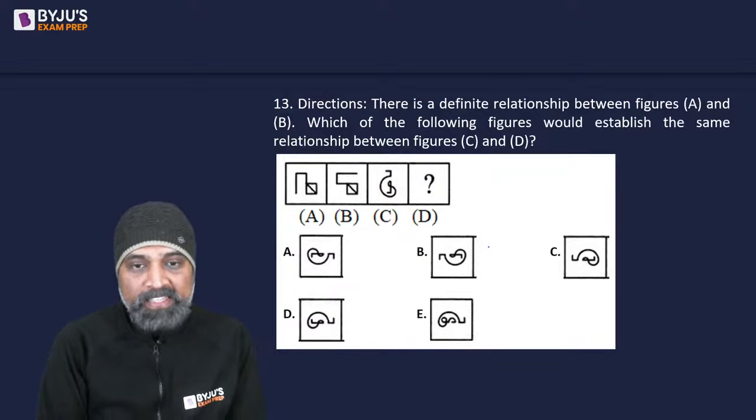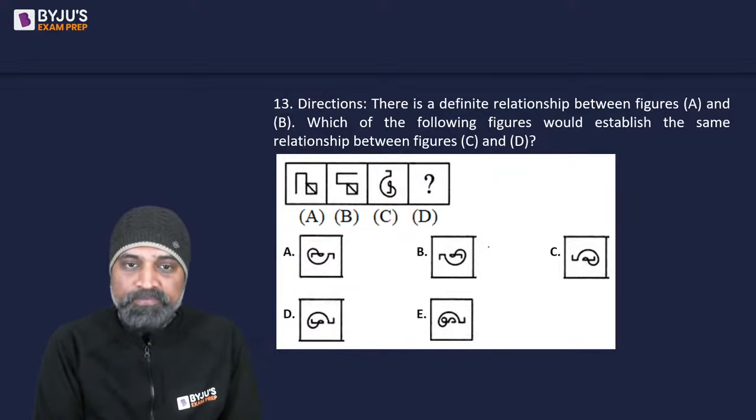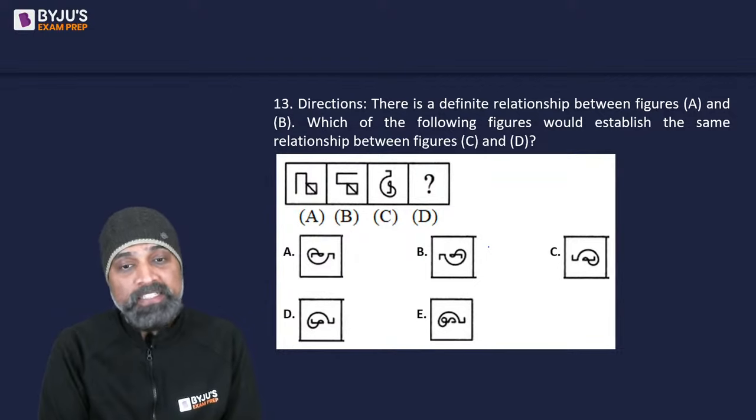It's okay, that was a little difficult. Next, same: A and B are related. We need to find out how C and D are related.